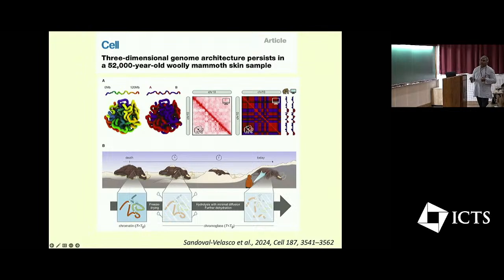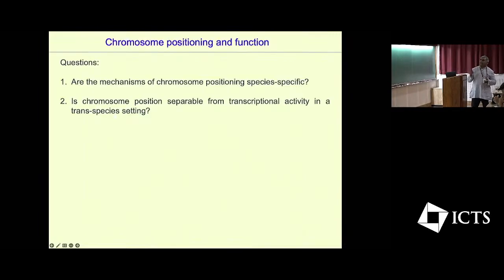And there's also a lot of polymer physics sort of data sets that are available in this paper. And they have also gone on to look at and compare this with many other genomes, suggesting the conservation of chromosome organization across species. So we wanted to ask this very question about what is the real connection between chromosome positions, which I'm looking at on a very broad scale, as you can see, and function. And so some of the questions are: is the mechanism of chromosome positioning species specific? Is chromosome position separable from transcriptional activity in a trans-species setting?